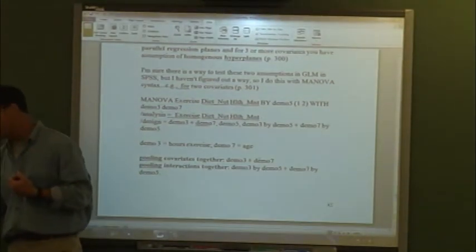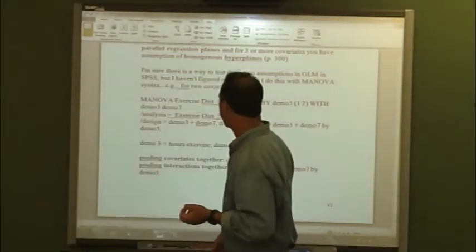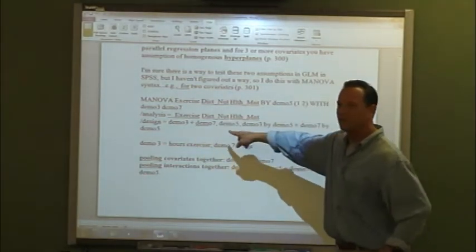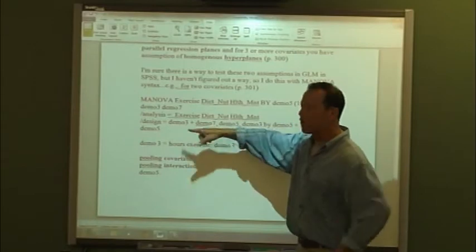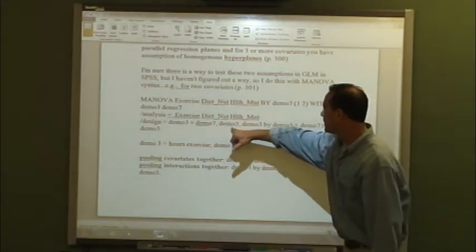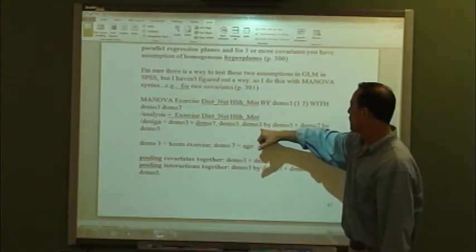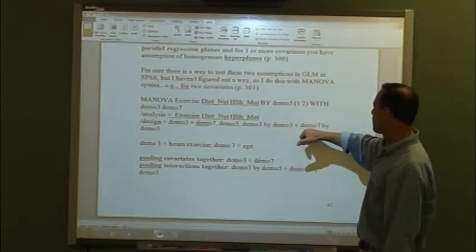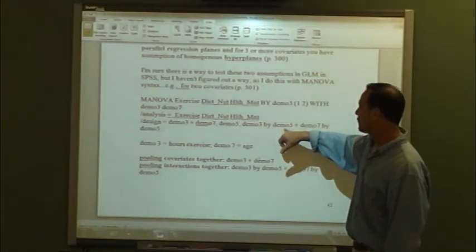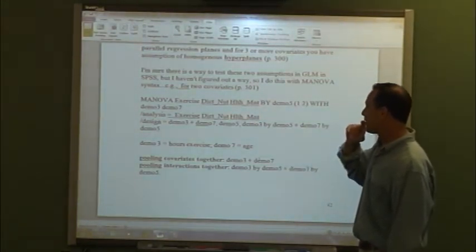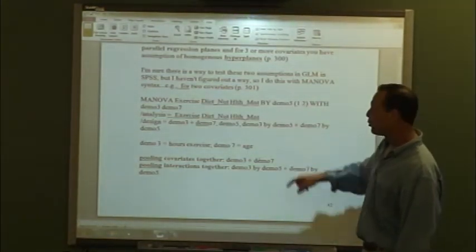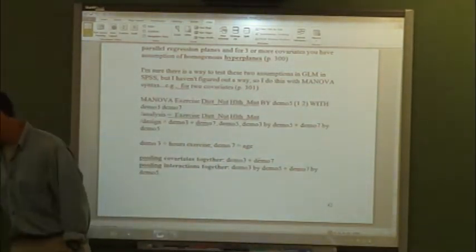So in MANOVA, everybody, which is syntax only, exercise, diet, nutrition, my demo 5 with the two demos, look what I did on the design matrix. I added the covariates. I pooled them together. Here's demo 3 by demo 5, plus demo 7 by demo 5. In other words, remember, this is your fixed factor, everybody. I pooled together both interactions.